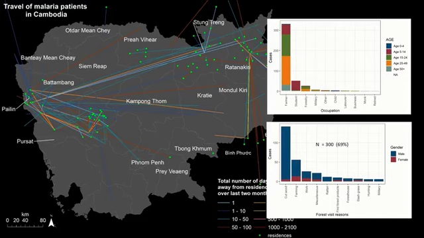And of those people, actually, 60% do visit the forest, and they mostly engage in logging, farming, and cutting rattan and bamboo. Interestingly, some people report staying in their temporary forest homes overnight. Approximately 61% of the people actually report overnight travel.